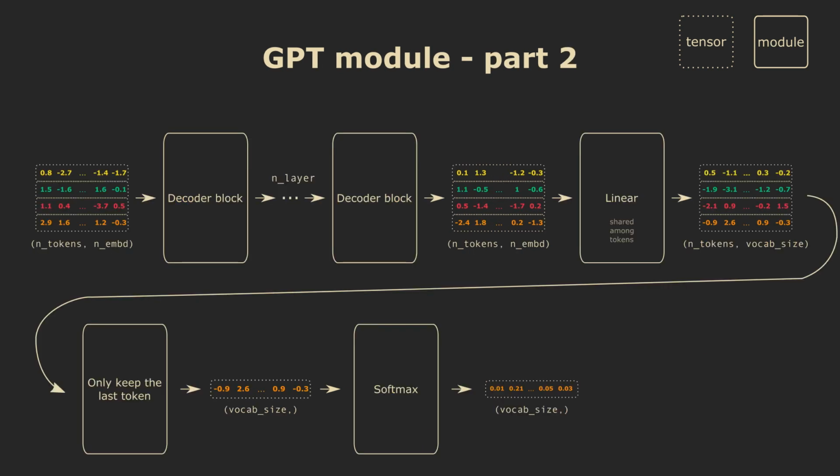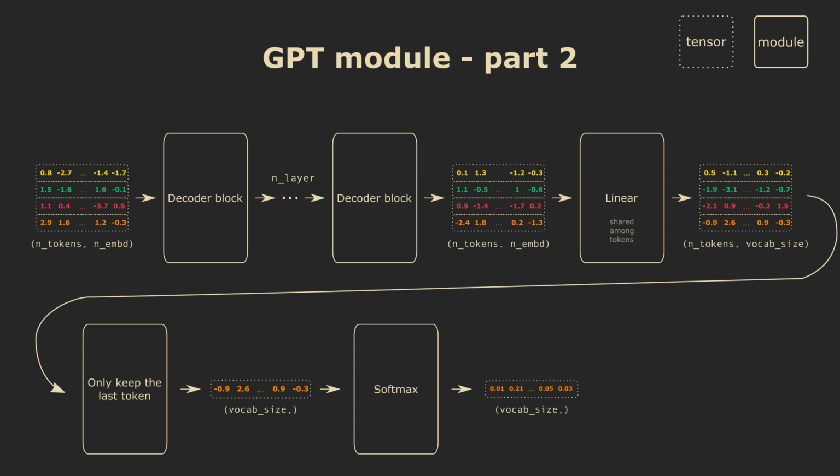Our tensor then goes through multiple so-called decoder blocks, and I will talk about the decoder block in the next slide. However, the most important fact to point out is that the shape of the input tensor is identical to the shape of the output tensor. Then we continue to the linear module.